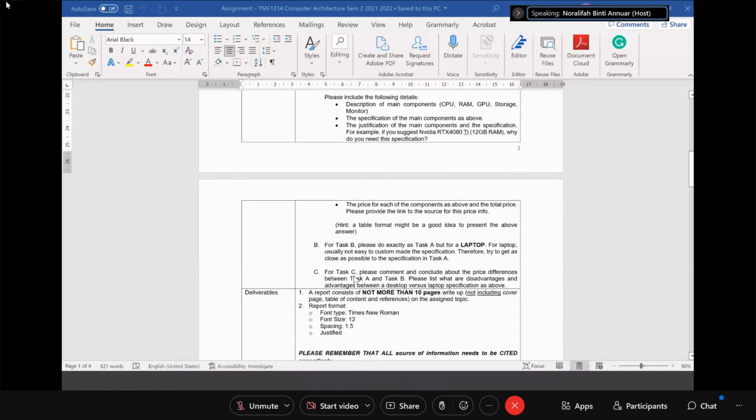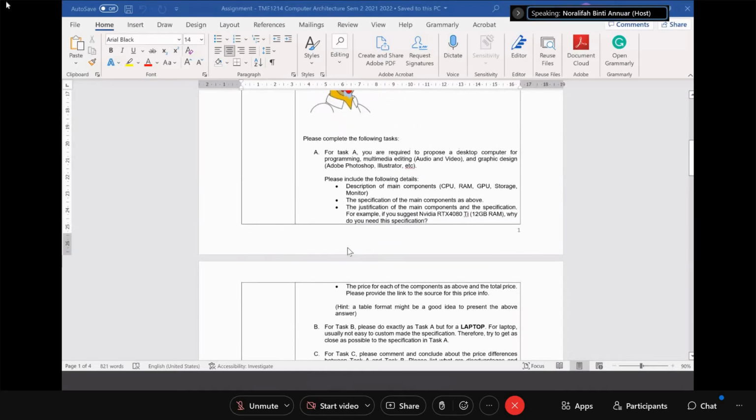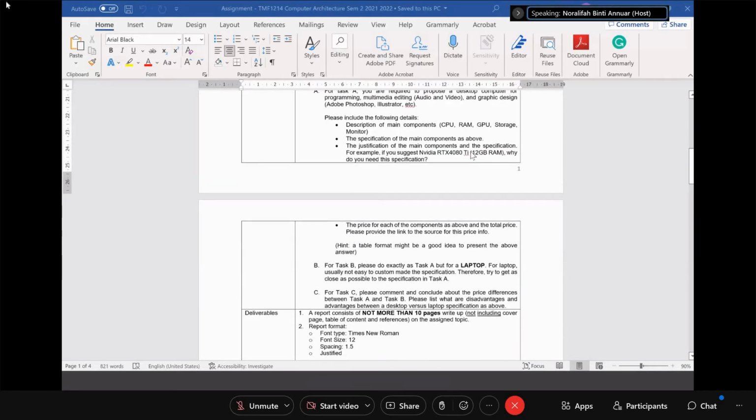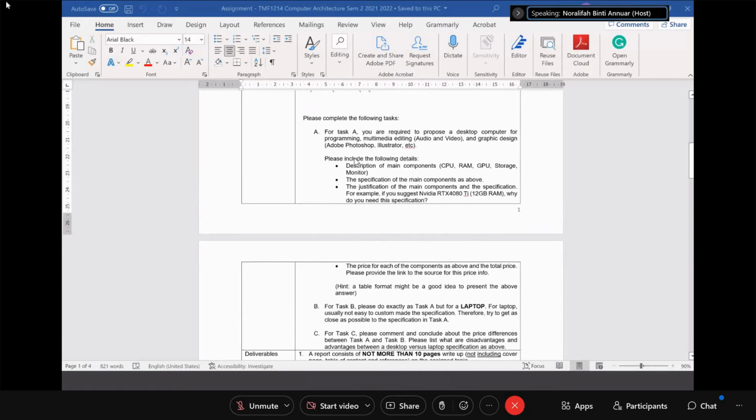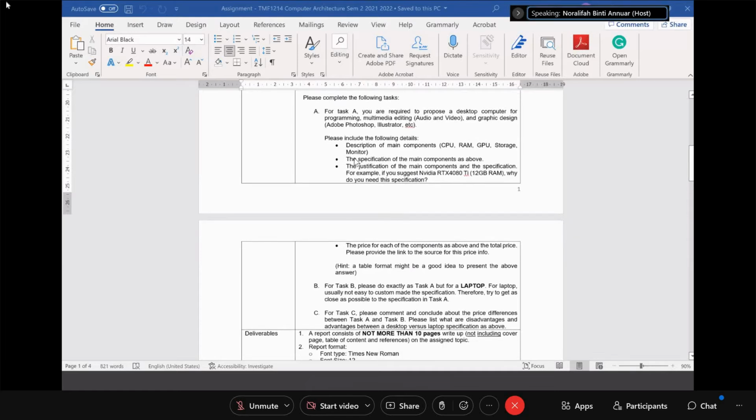And for task C, please comment and conclude about the price differences. Dekat sini you bandingkan harga between A and B. So my advice is when you do the report, please do section by section. For example, section A, you tulis dekat tu A, and then you buat report, and then B buat report, then C buat report. So it's easier to mark, okay? And also easier for you to write the report, okay?